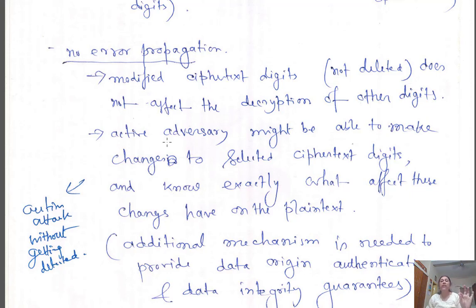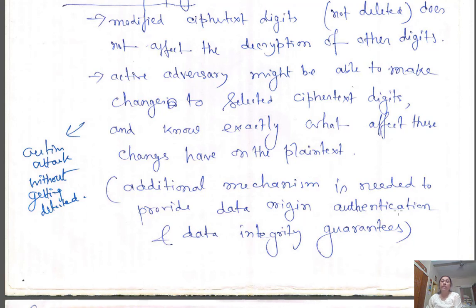If one bit is changed by an active adversary, its effect does not carry to the other digits. So the active attacker goes unnoticed. We cannot detect that there is an active attacker. So no error propagation gives me this disability. You have to think of additional mechanisms to provide data origin authentication, that is, from whom the data is coming, and data integrity guarantees, whether the data is changed or not. To achieve these, you need to think of other mechanisms.